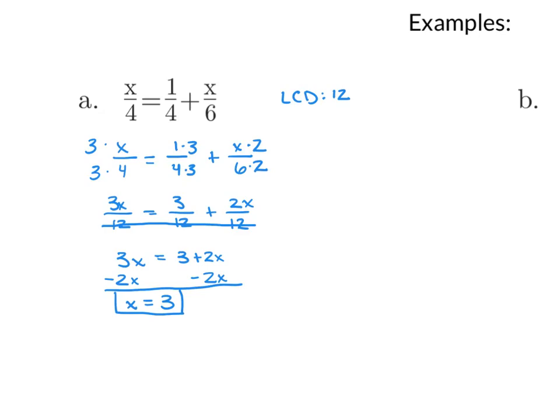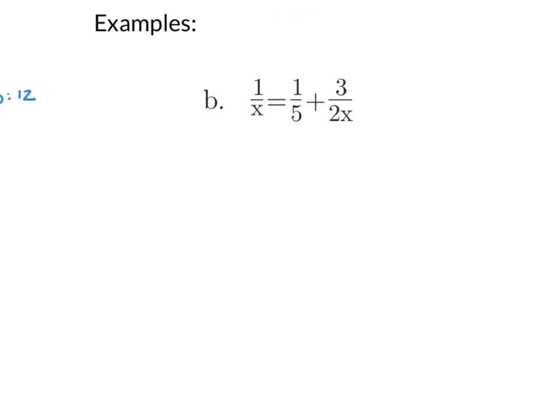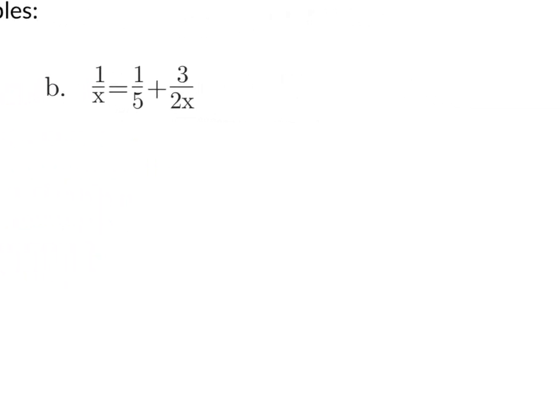All right, so now let's go ahead and extend this to denominators that have variables. If we look at example B, we have 1 over x equals 1 over 5 plus 3 over 2x. So in order to find our LCD, let's start with the numbers. We have denominators of 5 and 2, so our LCD, the number part, will be 10. We also have x's in the denominators, so we are going to want an LCD to include an x as well. So our LCD will be 10x.